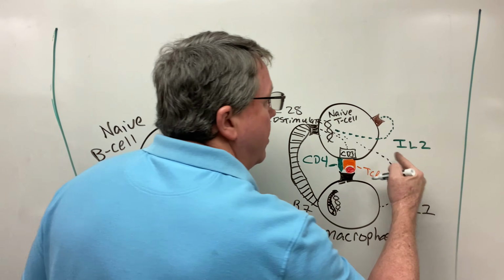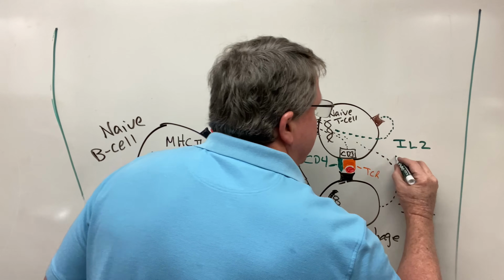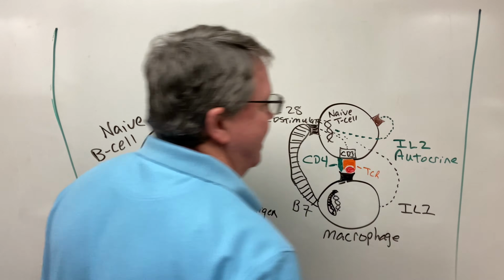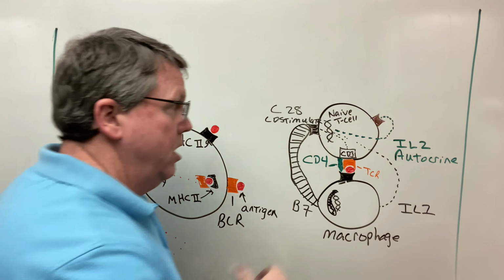I'm going to show you in just a minute. But first of all, it's going to activate the T cell. So this is called autocrine. Autocrine is when a cell basically activates itself. Okay, so now I got the IL-2.